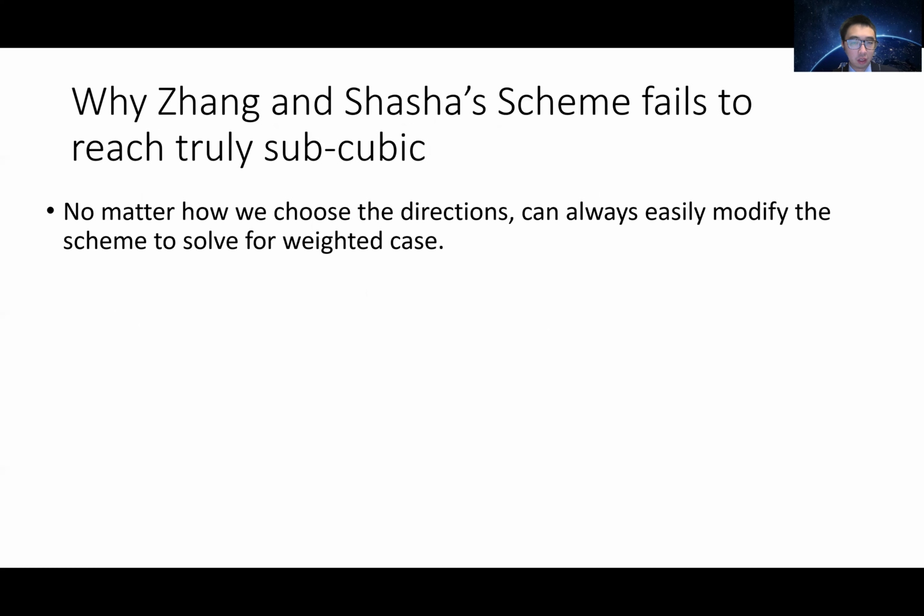So why did the Zhang and Shasha scheme fail to reach truly subcubic, as evidenced by the main hardness result? This is because no matter how we choose the direction, we can always easily modify the scheme to solve for the weighted case. All we need to do is to change the 1 in our DP scheme to the cost of deletion and replacement.